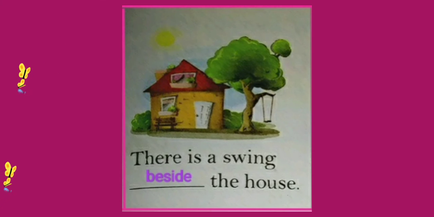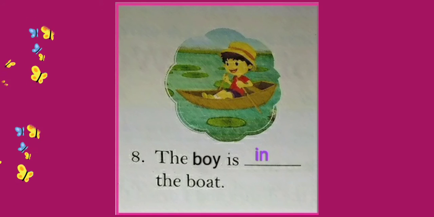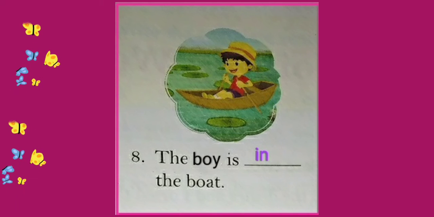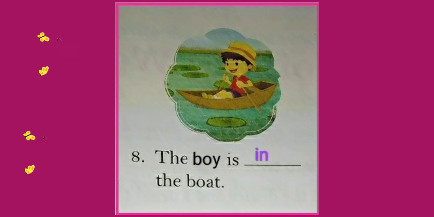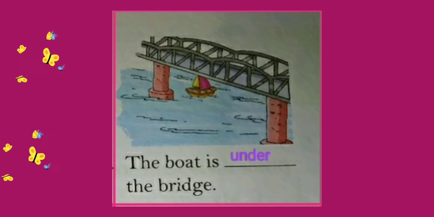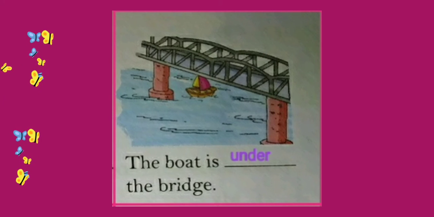Eighth one, the boy is dash the boat. So where is the position of boy? In the boat. It shows the relationship between the boy and the boat. Then the last one is the boat is dash the bridge. The boat is under the bridge. Under means below.